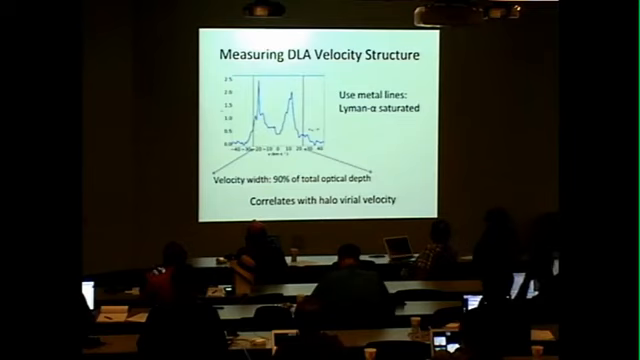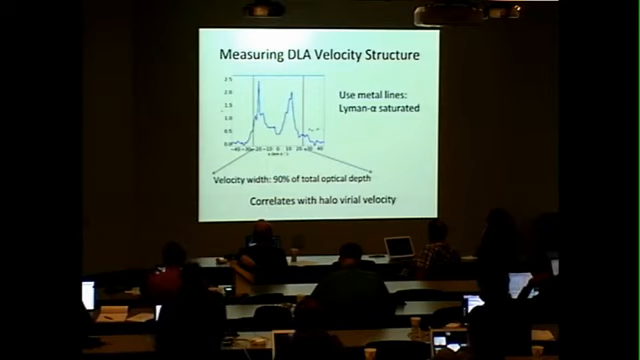So how do we measure these things? The neutral hydrogen line, the Lyman-alpha line, is extremely saturated. So instead of the Lyman-alpha line, you use metal lines. This is a metal line spectrum. This is a simulated spectrum of silicon-2 that I've pulled out of a simulation.